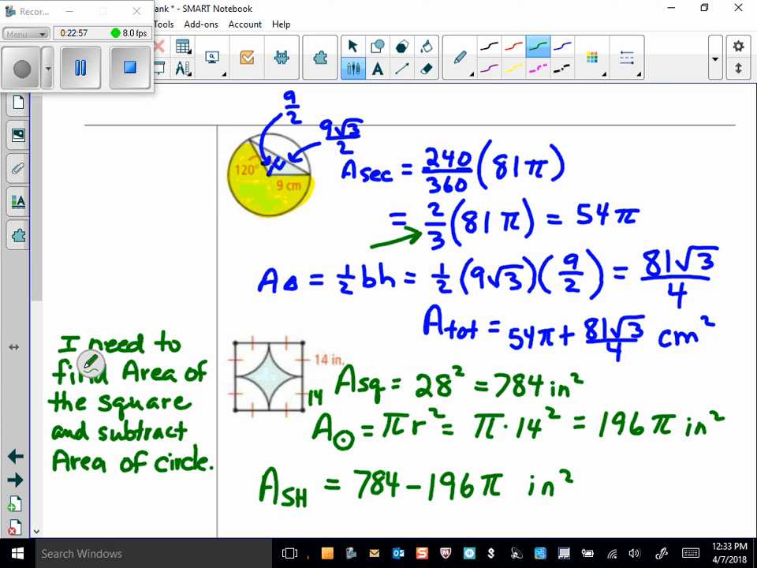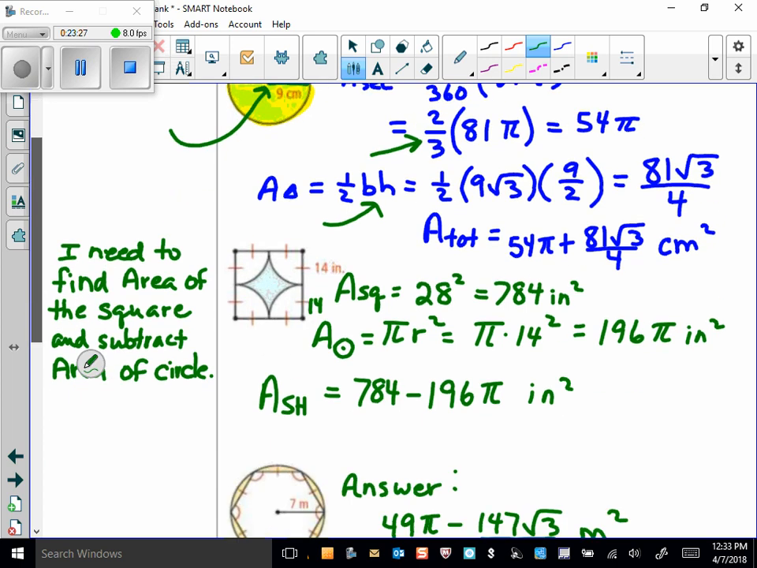And then I've got a triangle just like I had in the previous problem. I had to find the base and the height. When I drop this altitude here, this little part becomes a 30, 60, 90 triangle. And that's what I use to find my height and my base. Plug that in here, and I get 81 times the square root of 3 over 4. And then I've got to add these two this time. To get the total area, I have to add those two.